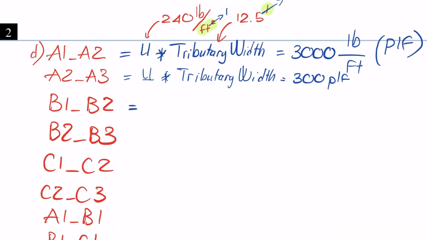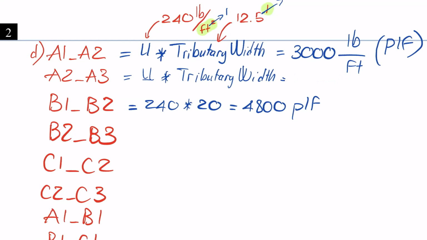So this one will equal to basically 240 multiplied by 20. This one will equal, oh this one, sorry, 3000 PLF. Let me write this one clearly, otherwise you might confuse. 3000 PLF.